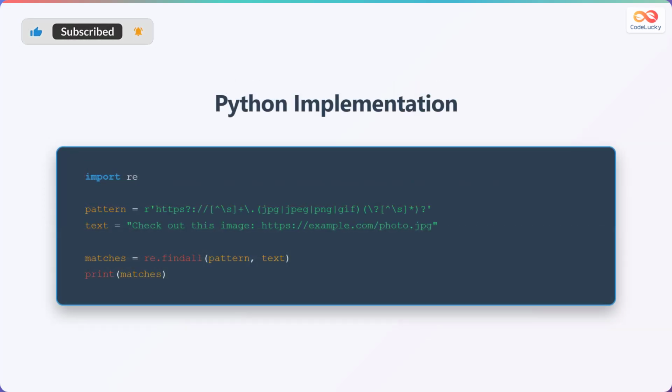Now let's implement this regular expression in Python. First, import the re module. Define the pattern variable as a raw string: https?://\S+\.(jpg|jpeg|png|gif)\S*. Then define the text variable as 'check out this image, https://example.com/photo.jpg'. Use re.findall with the pattern and text variables to find all the matches. Finally, print the matches variable.